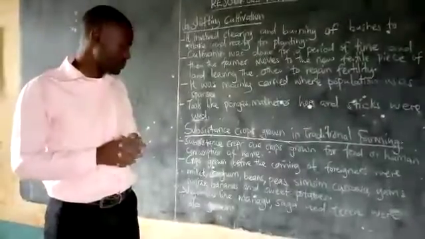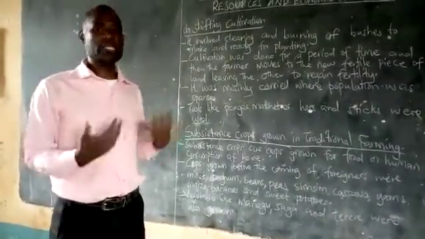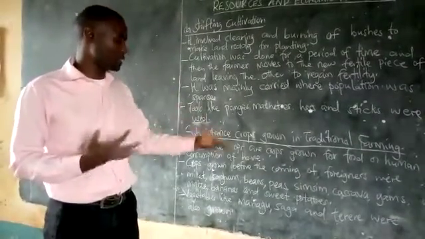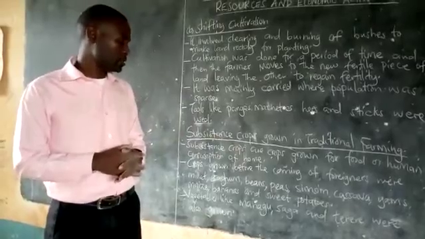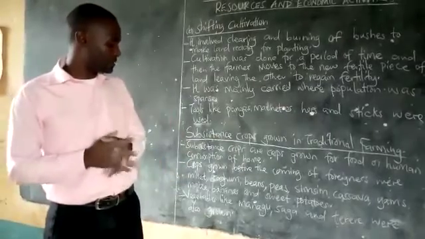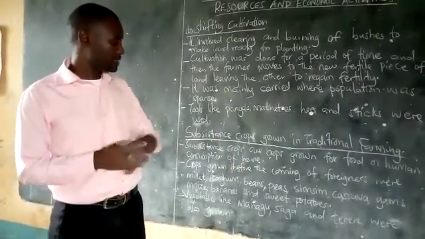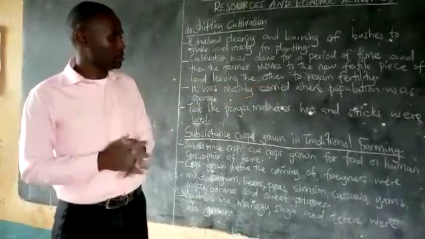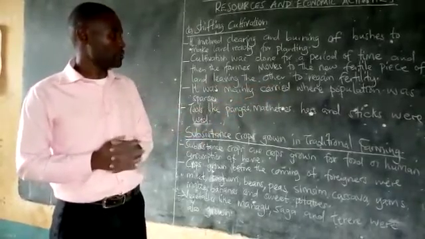Now, what tools did they use while they were growing these subsistence crops? Tools like pangas and sticks were used.